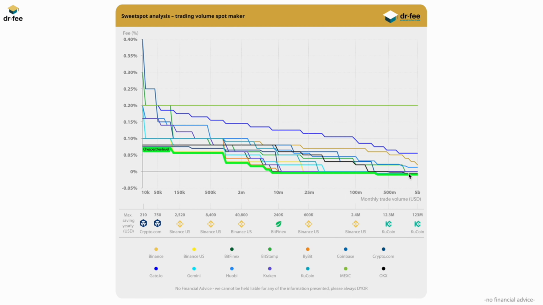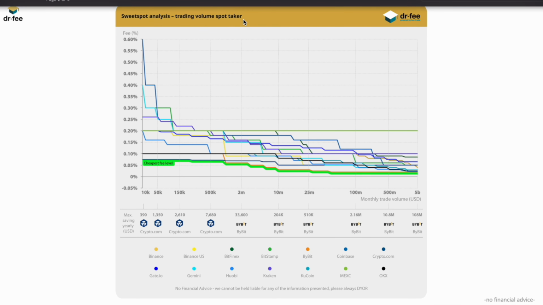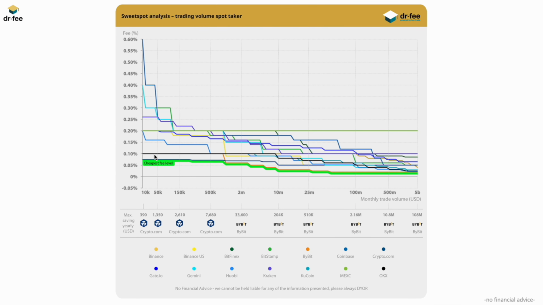For spot taker fees, OKX starts quite attractive again at 0.1%, only beaten by Crypto.com. We see a similar pattern as in the maker spot fee. At higher value, the fee only decreases at a lower pace compared to other exchanges. Therefore, OKX becomes rather average again at this level.